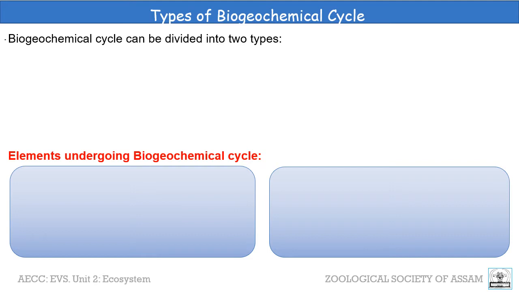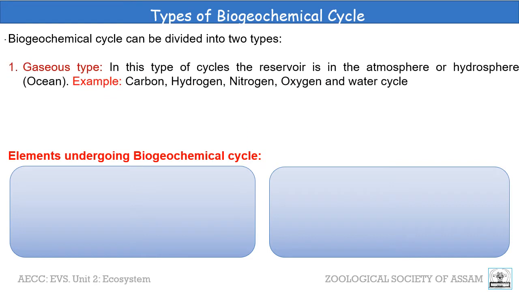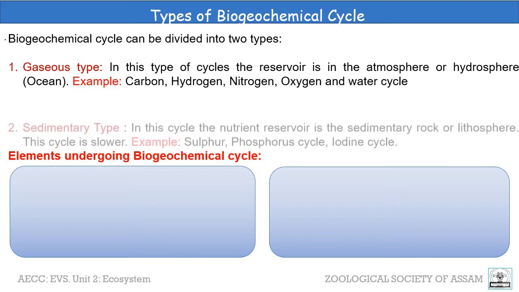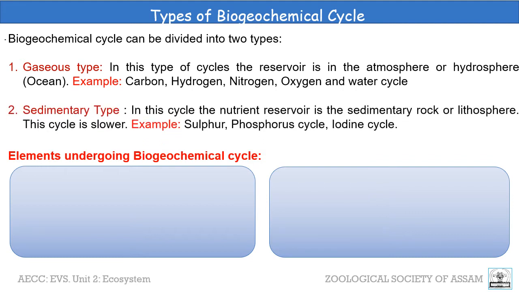Types of biogeochemical cycle. Biogeochemical cycle can be divided into two types, gaseous type and sedimentary type. Gaseous type. In this type of cycle, the reservoir is in the atmosphere or hydrosphere. Carbon, hydrogen, nitrogen, oxygen, and water cycles are examples of gaseous cycle. Sedimentary type. In this cycle, the nutrient reservoir is in the sedimentary rock or lithosphere. This cycle is slower than gaseous cycle. Sulfur, phosphorus, and iodine cycles are examples of sedimentary type of cycle.